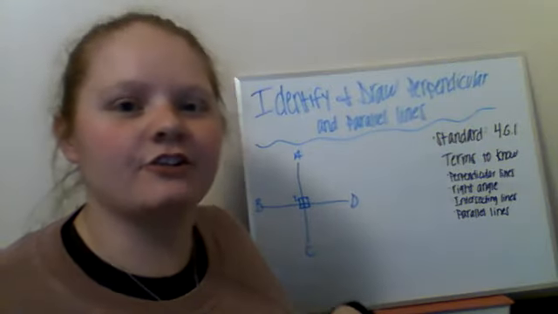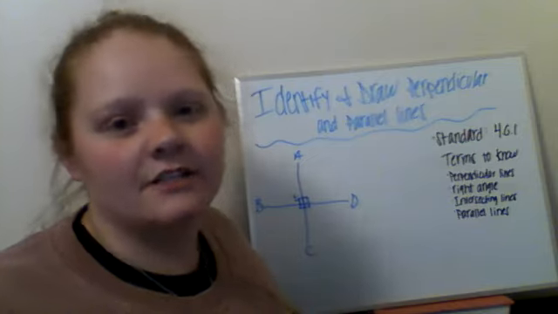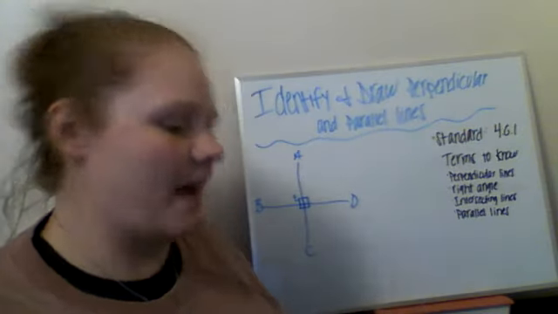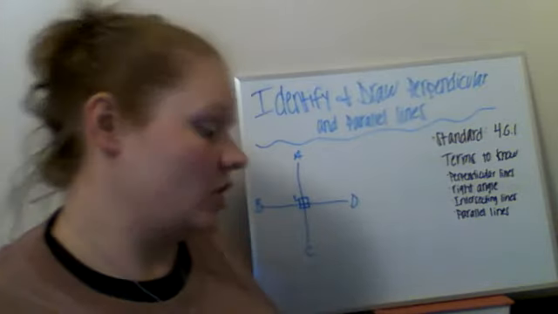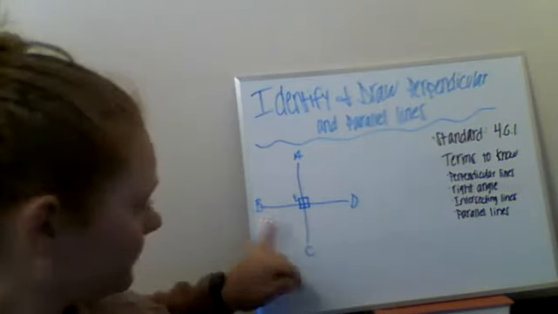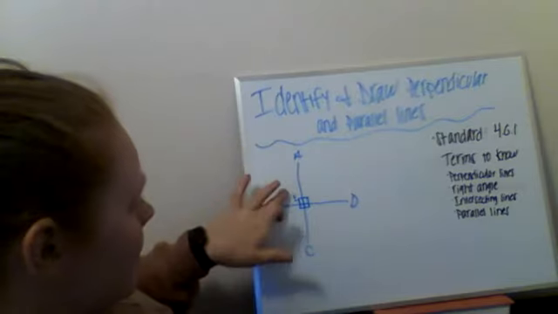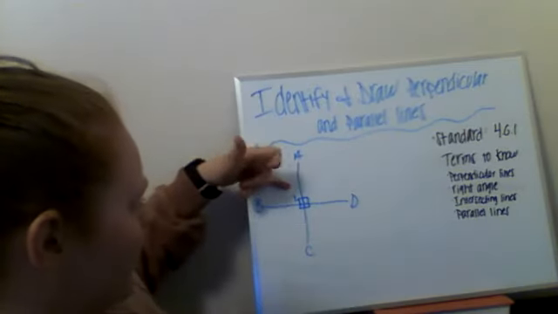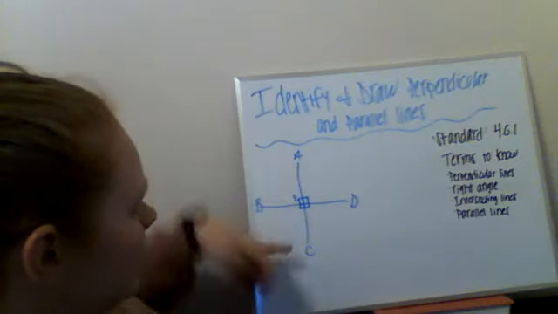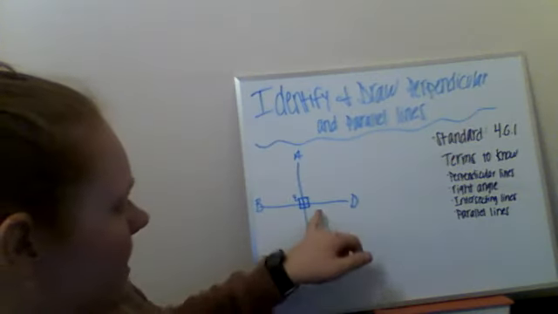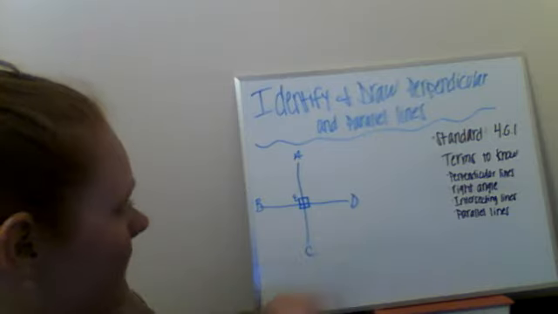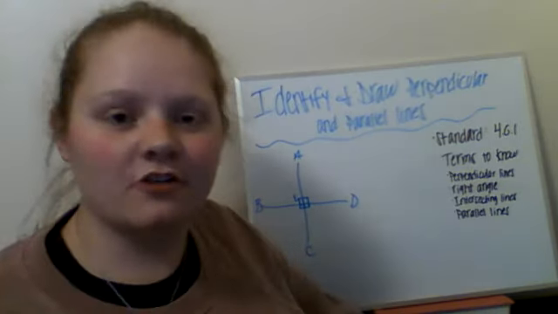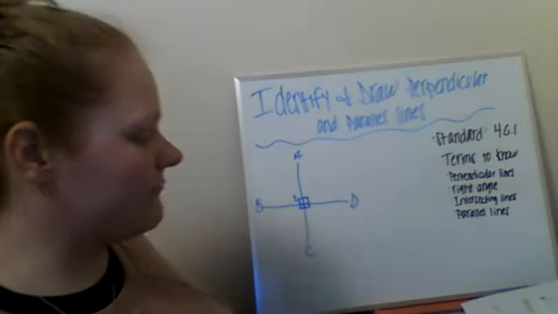Well, perpendicular lines are two lines that intersect to make a right angle. All it is, is two lines that meet and make that right angle. So if I look right here, I said that AE and ED make a right angle, AE and EB make a right angle, BE and EC make a right angle, and the last one is EC and ED make a right angle. So they also form perpendicular lines, because perpendicular lines make that right angle.